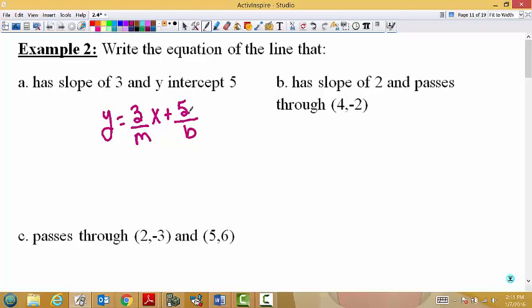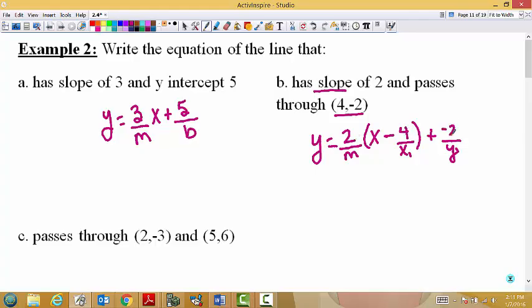Now b is a little bit harder. B gives us a slope and a point. So I'm going to use point-slope form: y equals m times x minus x1 plus y1, where this is m, x1, y1. I just do y equals blank, parentheses, x minus blank, plus blank, where the slope is 2. It goes in the first one, and then my 4 and my -2 just go in the other two spots. And then I just clean it up a little bit.